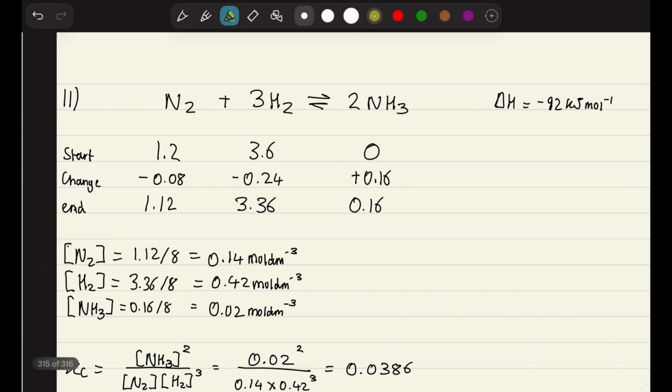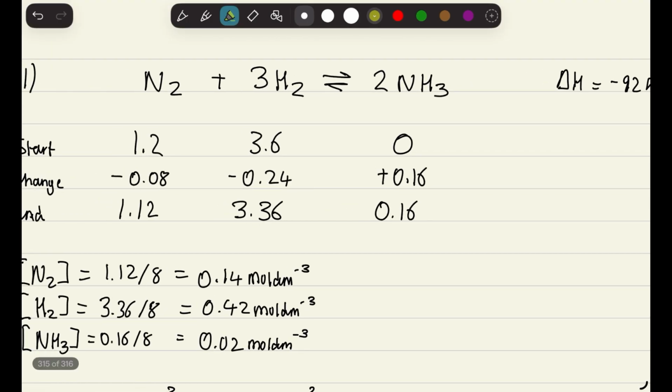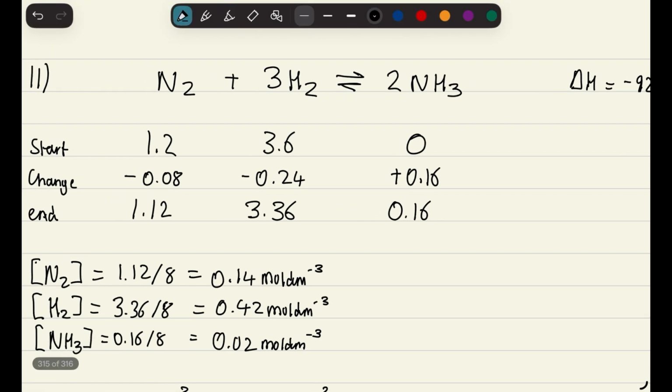I always like this table. I think it's a good method. So literally, what I'd start with is here. At the start, they told us 1.2, 3.6, and we assume 0 because it's a product, it wouldn't have formed. And then I look at equilibrium, that was 0.16. So the change is positive 0.16. Now, use the stoichiometry. 2, 3, and then a 1. So if this 0.16 is 2, to get 1, I need to do the 0.16 divided by 2.